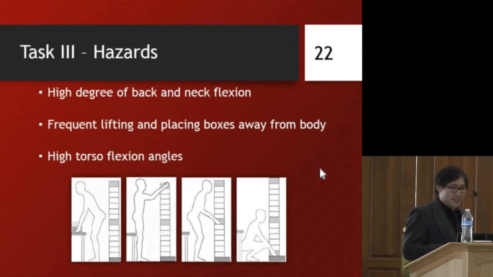So the hazards here are high degrees of back and neck flexion, as well as frequent lifting and placing of boxes away from the body. And then high trunk rotation angles due to the awkward, limited space they have to work in.